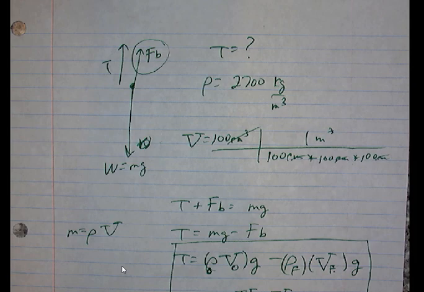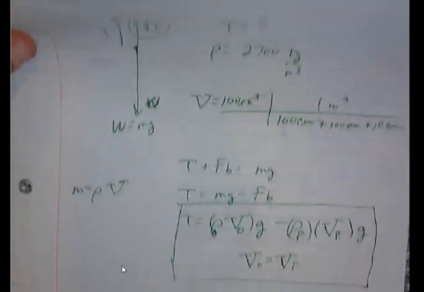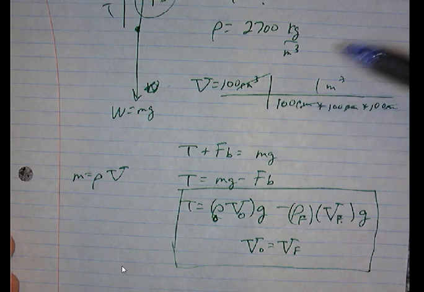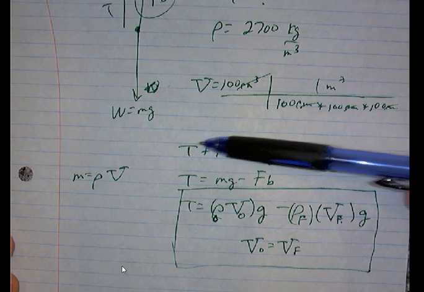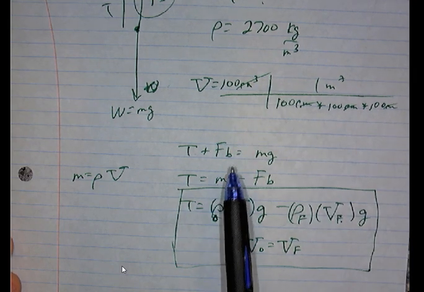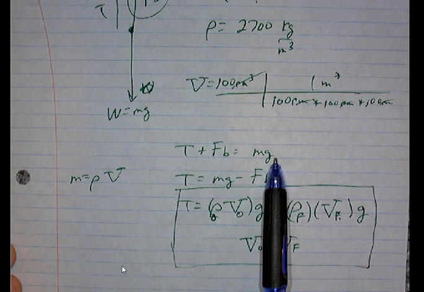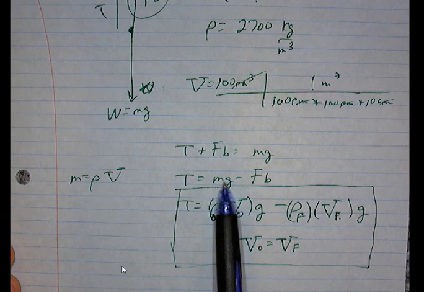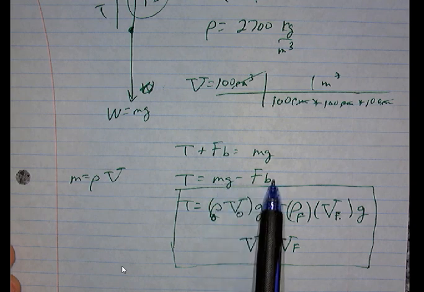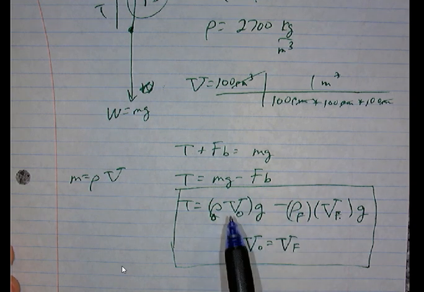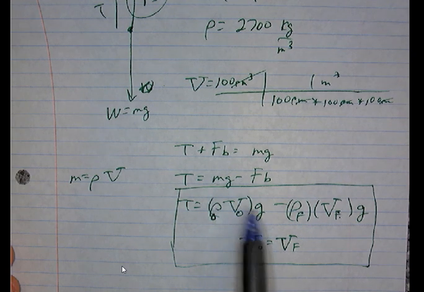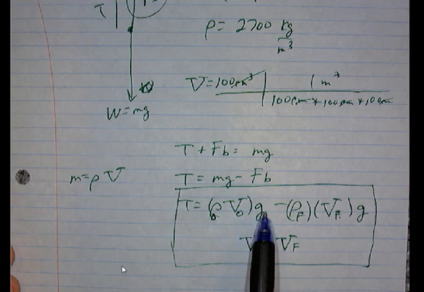The reason I want to do this, and you'll see in just a second, is I need the volume in cubic meters because it's SI units. The reason you need the volume is this. Tension is up, buoyant force is up. It's equal to mg, which is down. So tension then, doing a little bit of algebra, would be mg minus the buoyant force. So mg, it's the density of the object times the volume of the object. That's the mass of the object times g.